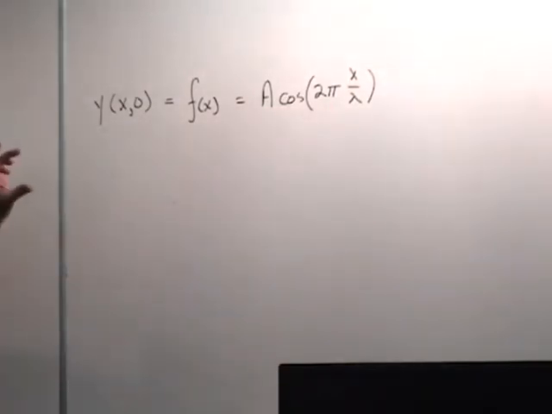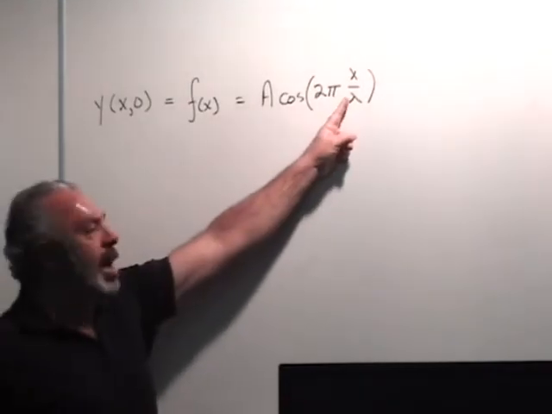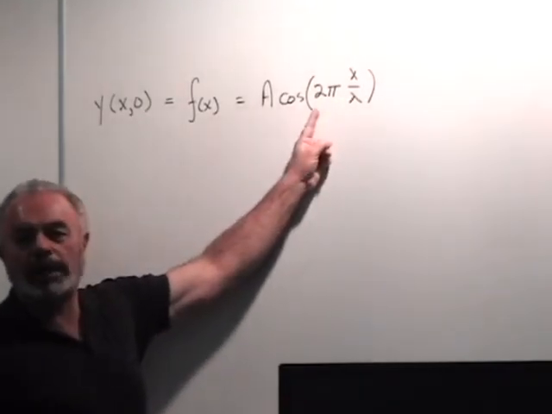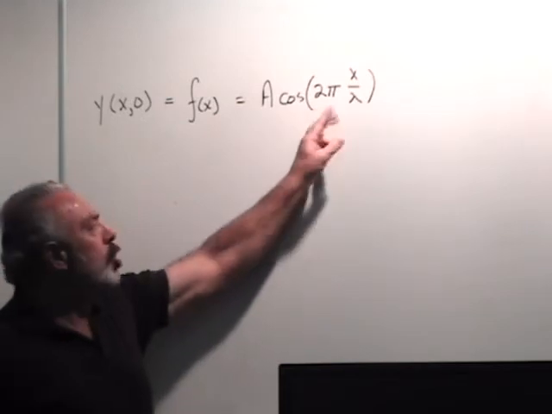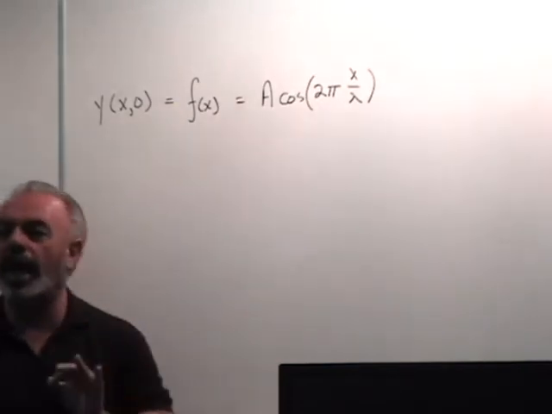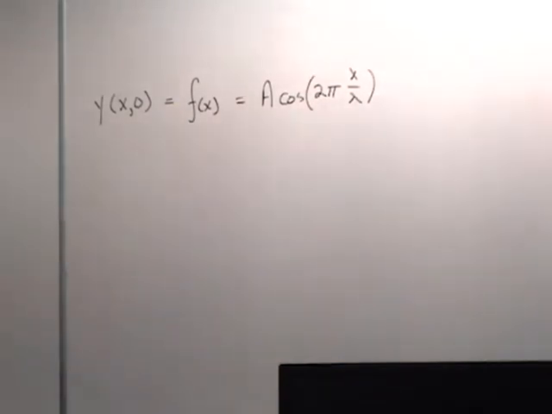So, x over lambda is essentially what fraction of a wavelength you have traveled. This term, x over lambda, is what fraction of a wavelength. One full wavelength corresponds to 2 pi radians. So you multiply the fraction of the wavelength times 2 pi radians, and that gives you the correct angle at any point along this wave. Well, great!